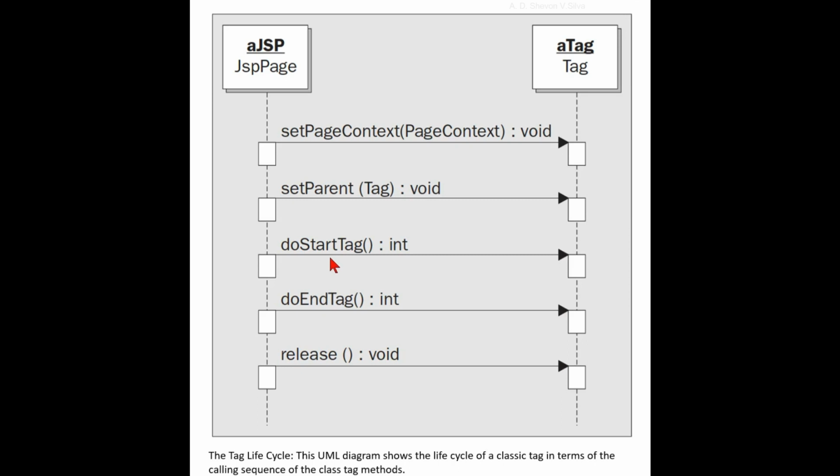doStartTag. int doStartTag processes the start tag for this instance. This method is invoked by the JSP page implementation object. doEndTag. int doEndTag processes the end tag for this instance. This method is invoked by the JSP page implementation object on all tag handlers. And void release is called on the tag handler to release state. The page compiler guarantees the JSP page implementation object will invoke this method on all tag handlers, but there may be multiple invocations of doStartTag and doEndTag in between.